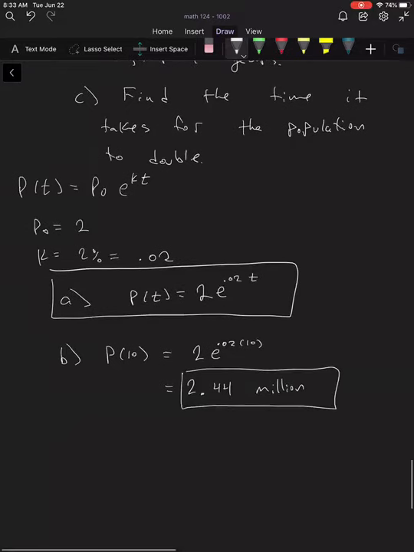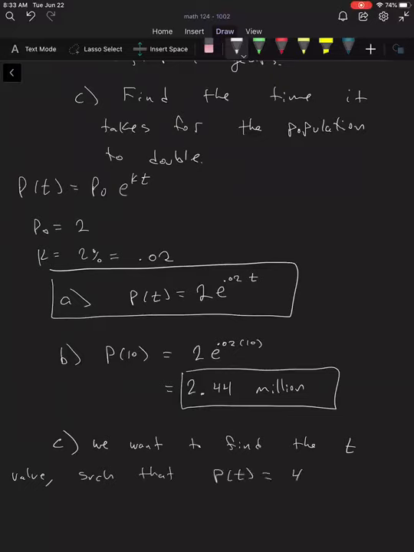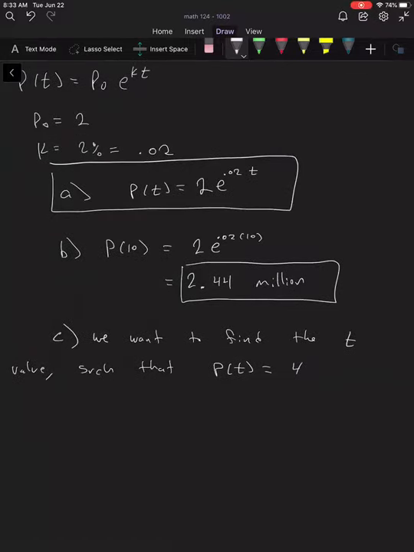And the third part: how long does it take for the population to double? Well, our initial population is 2 million, so we want to find the t value such that the population at that time is equal to 4, because we want to know when the population is going to double to 4 million. So we just need to solve the equation P of t is equal to 4.